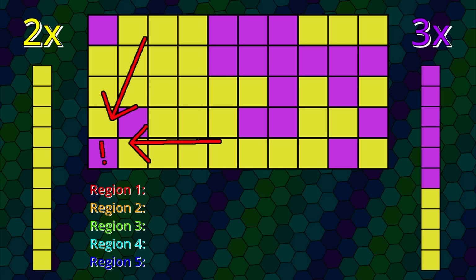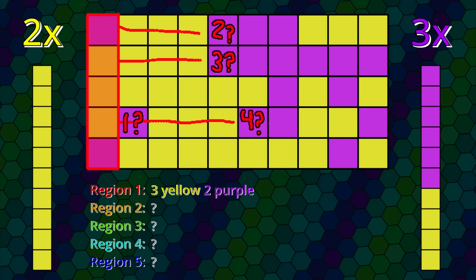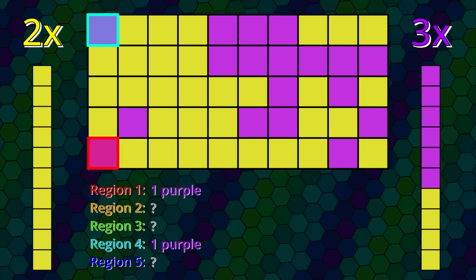In fact, look specifically at that bottom left purple district. Remember, this cell must be in a region with 6 purple districts and 4 yellow districts. If this purple cell connected with the top left purple cell, then that would make 3 yellow cells in that region already, and there's no way to connect to 4 other purple cells without going through at least 3 other yellow cells. Therefore, these 2 purple cells must be a part of different regions.